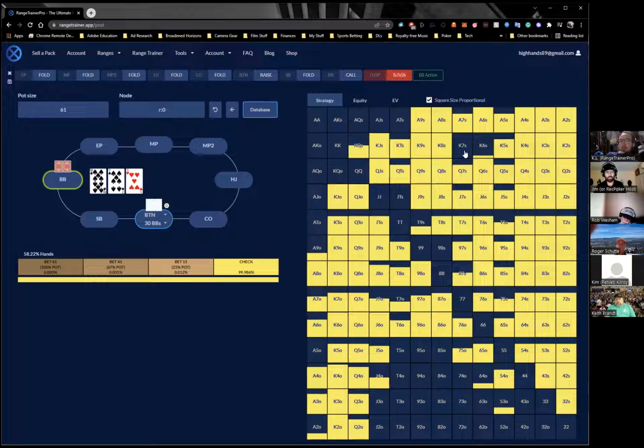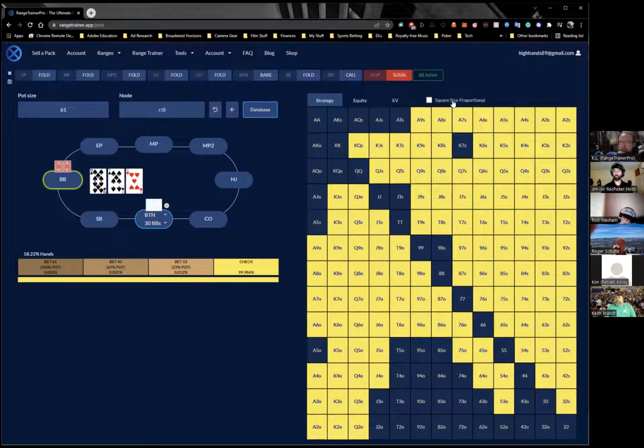King seven suited is a pure three-bet, according to our ranges, based on what we've run. So that's why sometimes you'll see some random boxes missing, like ace five off, king seven suited. They're used as pure three-bet bluffs or something like that pre-flop.